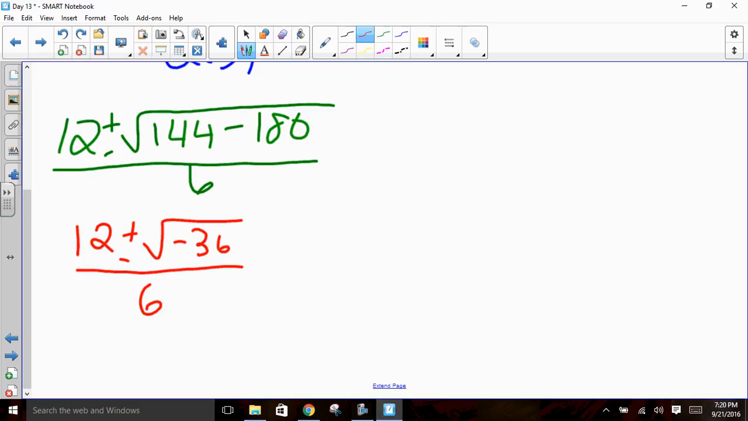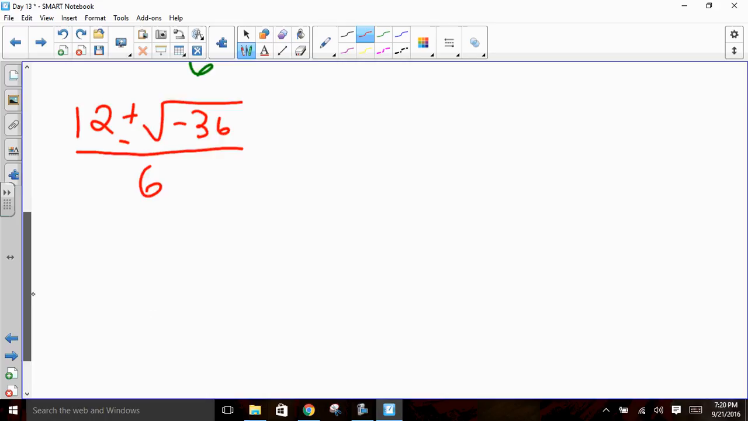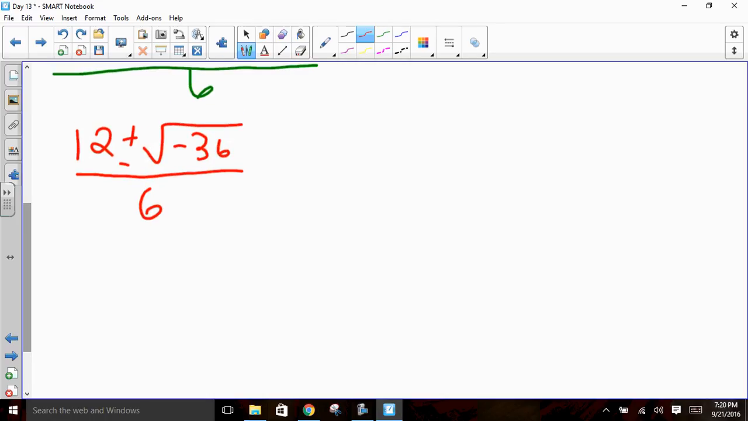Now, we did this last week with our complex numbers. See how I told you what we did keeps piling on each other? The square root of negative 36 is going to give me 6i.